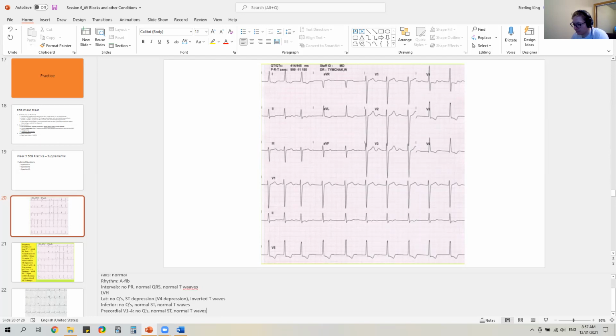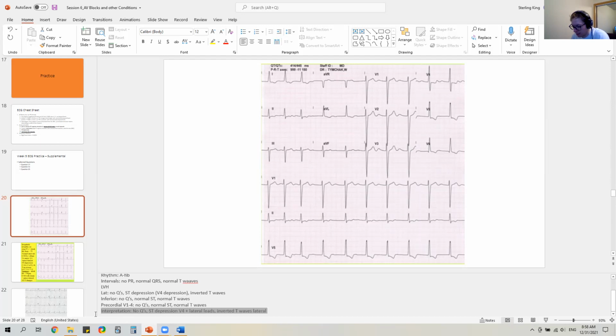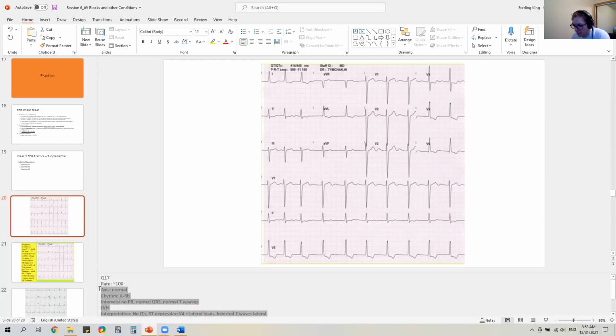So, interpretation. Let's do, so no Qs, ST depression in the lateral leads, inverted T waves, lateral. All right, so we'll take that interpretation, take this, and let's check how we did.